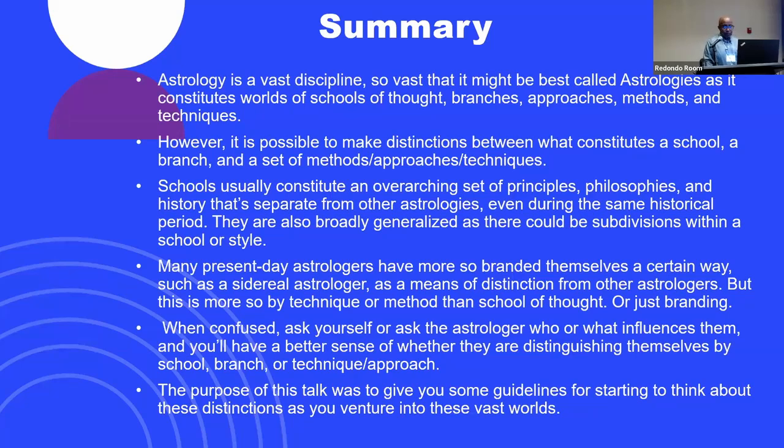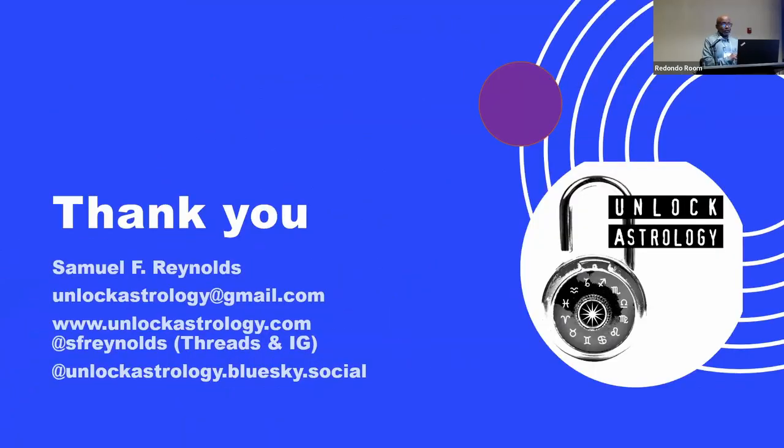When confused, and someone may come out with a new form of astrology, they could say, I'm a human design astrologer, right? Ask yourself, or ask the astrologer, better yet, who or what influences them? Because they come from a school of thought, unless they're like, no, I just downloaded this. I woke up like this. Okay. And you'll have a better sense of whether they are distinguishing themselves by school, branch, or technique. So this was just to get the conversation started. Again, dealing with the confusion that some students, whether they are new or seasoned, may not know or even be thinking about the distinction between a school, a branch, and a method. Thank you, and I'm ready for questions.